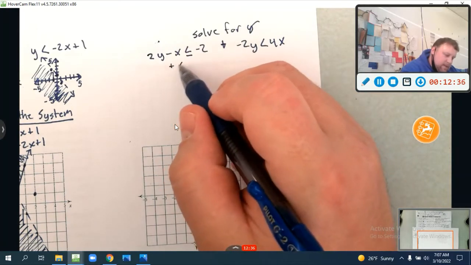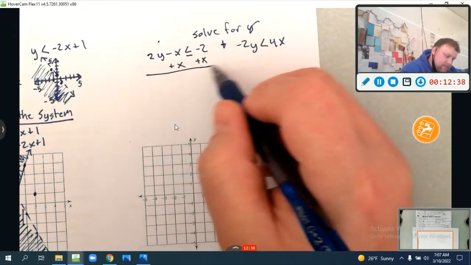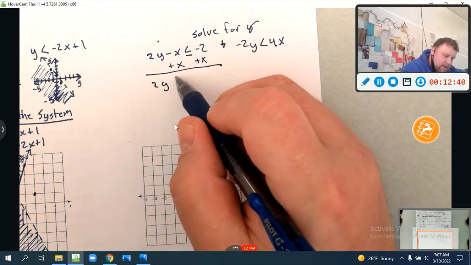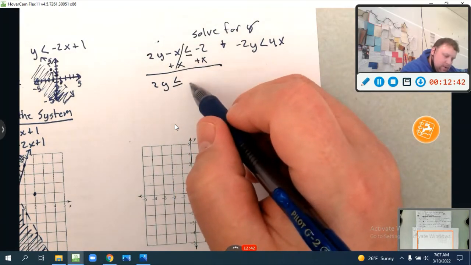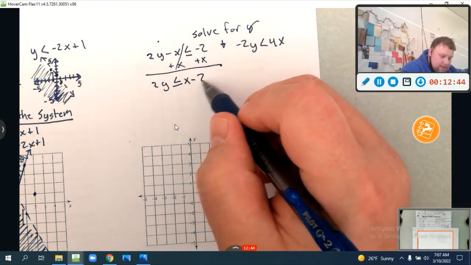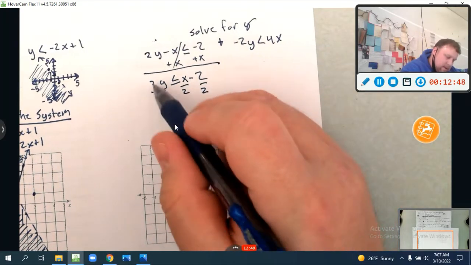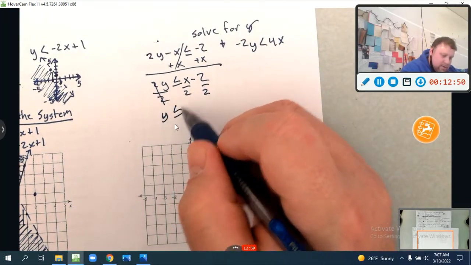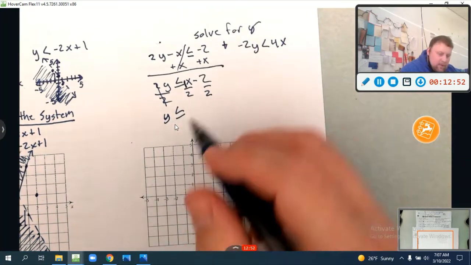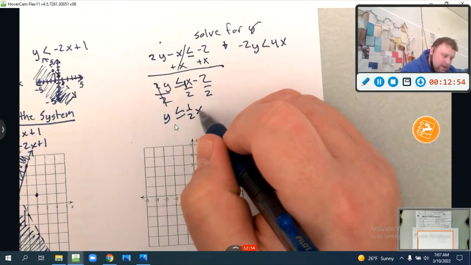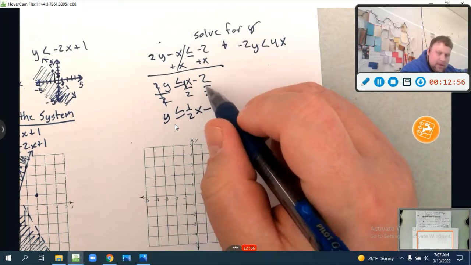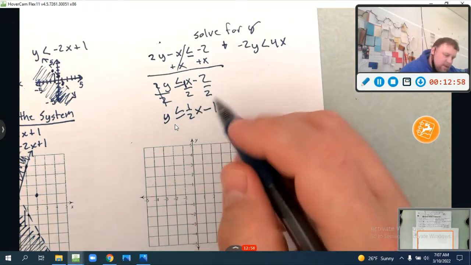I'm gonna add x to both sides. I get 2y is less than or equal to x minus 2. And then divide everything by 2. Y is less than or equal to, remember, there's a 1 in front of this x, so I can pull that 1/2 out, 1/2 x minus 1, because 2 divided by 2 is 1. Okay, so we have our first equation.